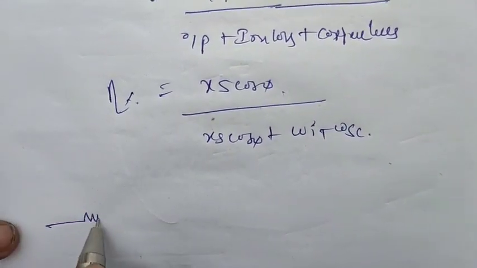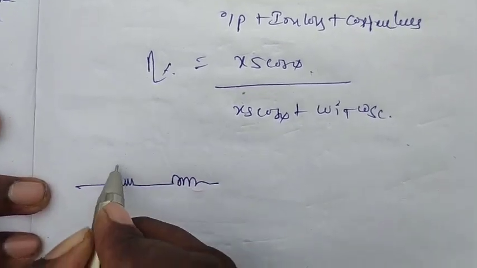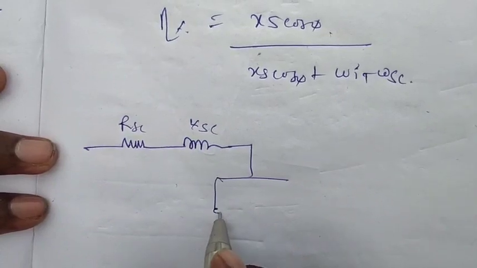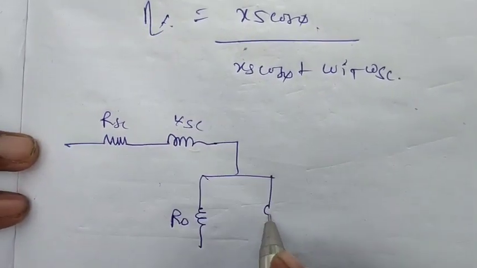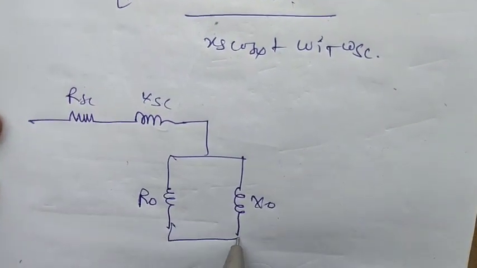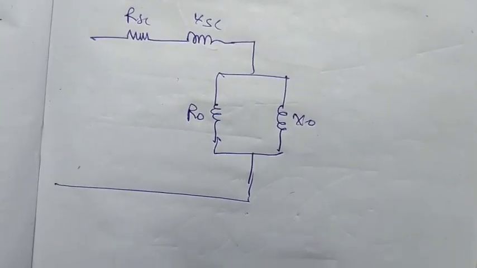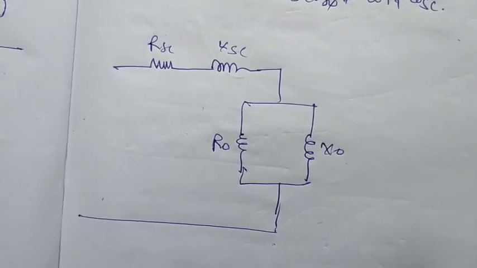The equivalent circuit can also be drawn. This one is Rsc, Xsc, and this one is R0, X0. This is about the OC and SC test. So in the next class we can study the problems.